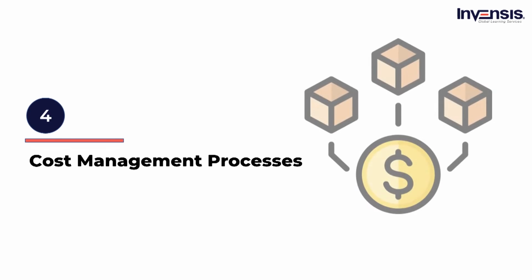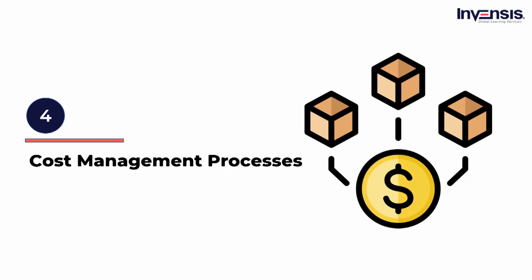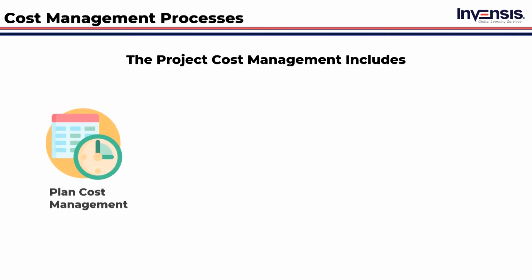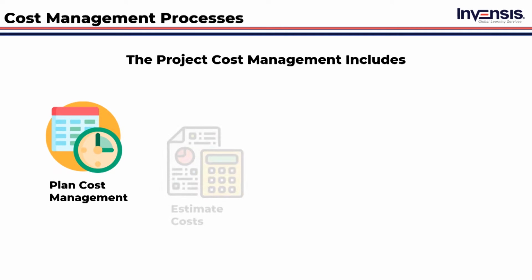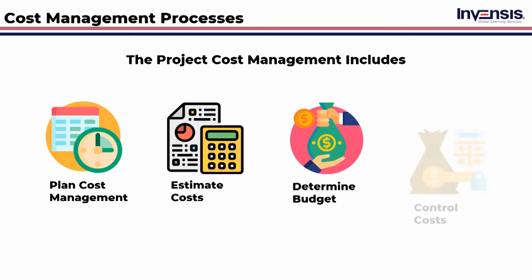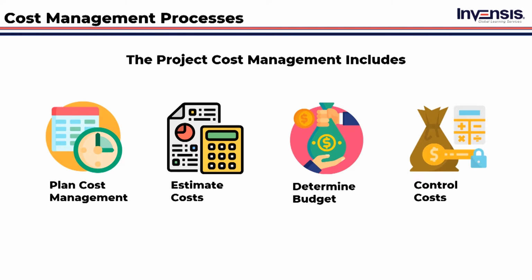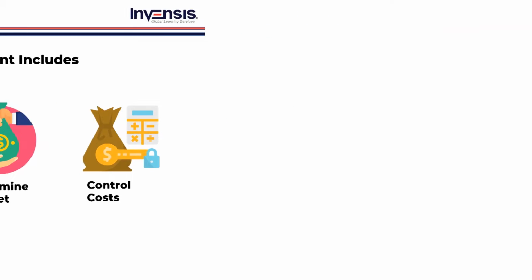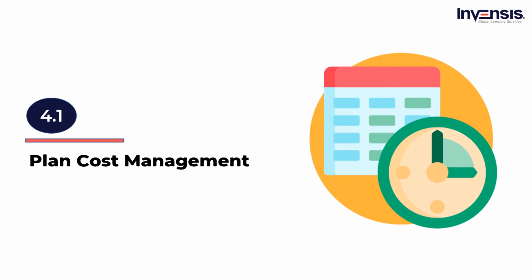Now, let us start with our next topic, cost management processes. As we discussed in the beginning, there are 4 major processes included in the cost management. So we will start with each process in detail. The project cost management includes plan cost management, estimate costs, determine budget, control costs. We will start with our first process in cost management, that is plan cost management.